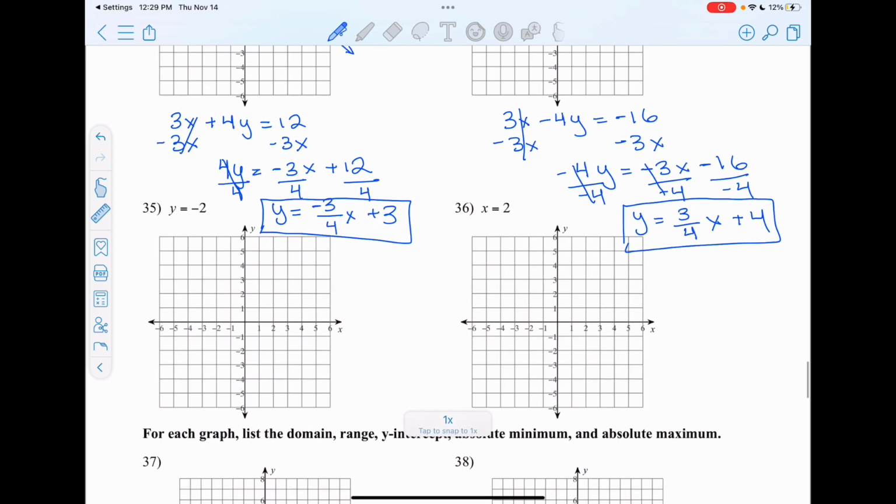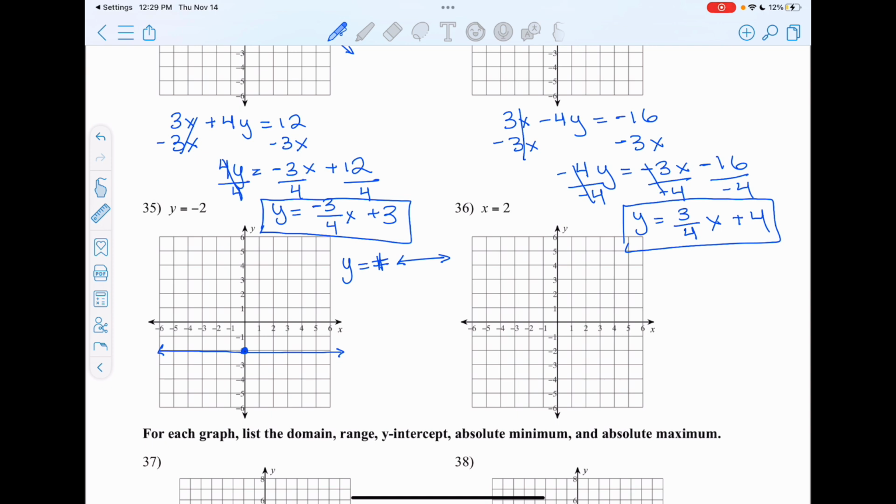In 35, I have y equals -2. Whenever you have y equals just a number, you are going to have a horizontal line because your line needs to go through the y-axis. So I find -2 on the y-axis, and I draw a perfectly horizontal line through -2. Every single point along that line has a y value of -2.